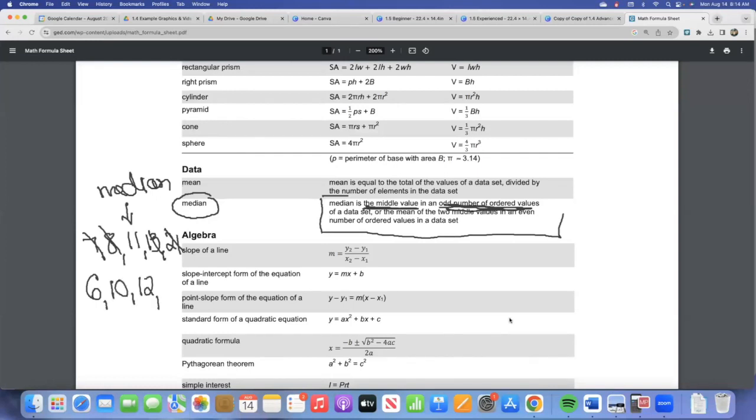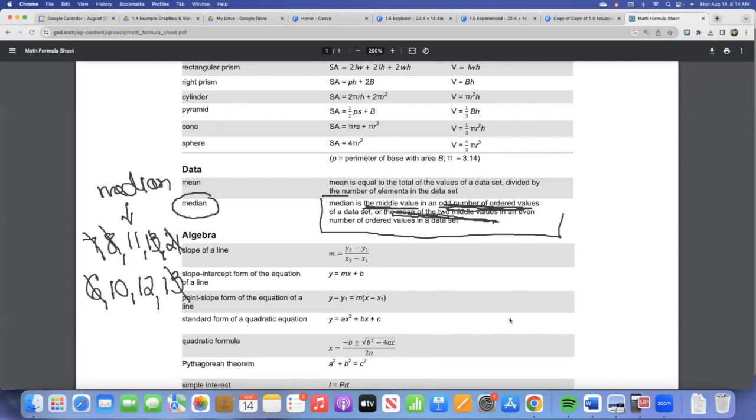How about this list? 6, 10, 12, 13, 1 off the front, 1 off the back. And you'll see I have 2 in the middle here. And so now it'll explain to us with the rest of these directions on median what to do if we have 2 in the middle. It says, or it's the mean of the 2 middle values in an even number.